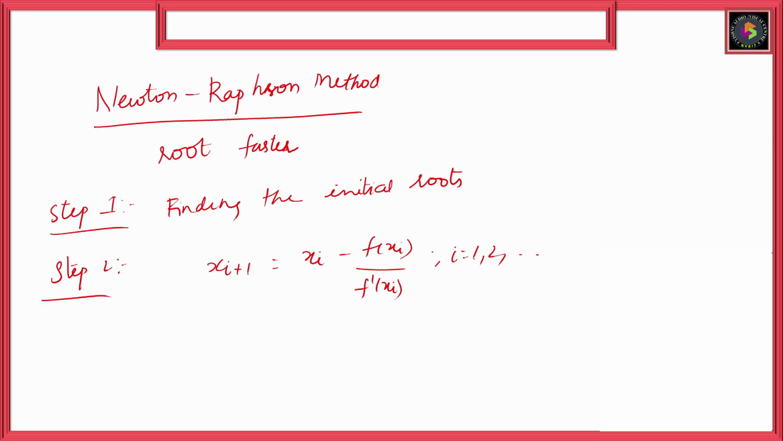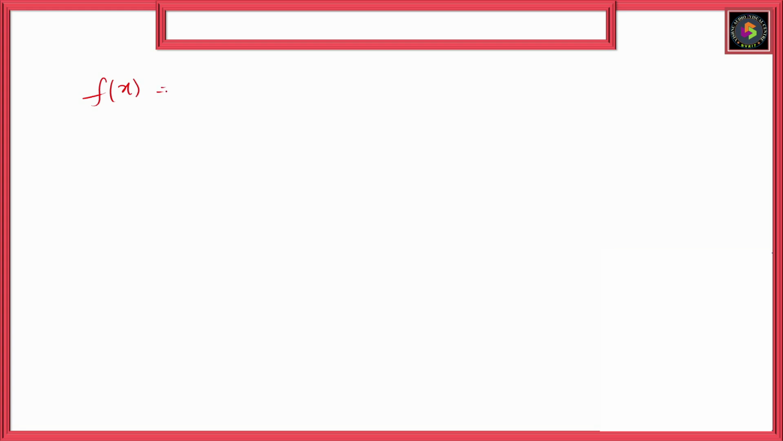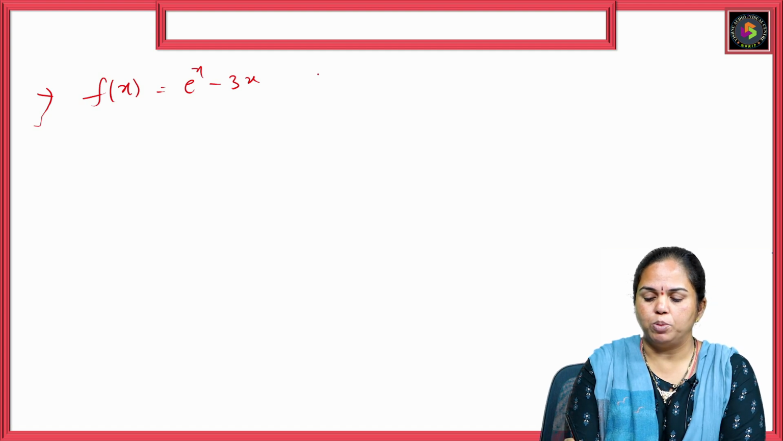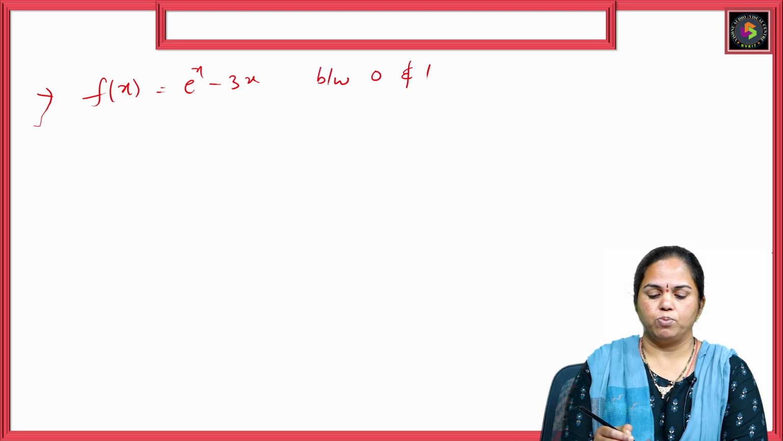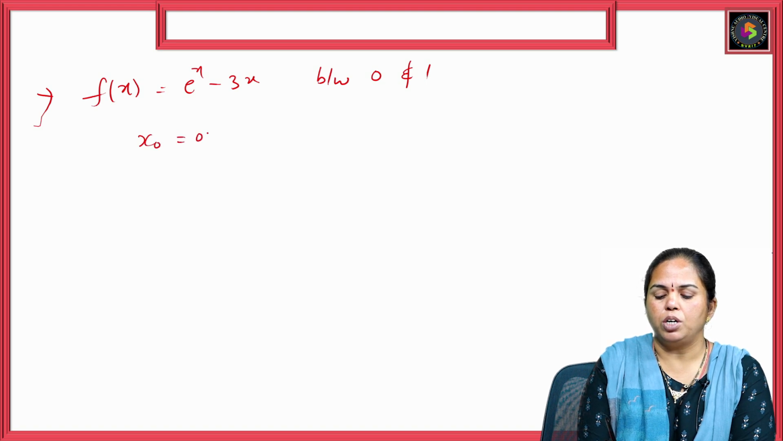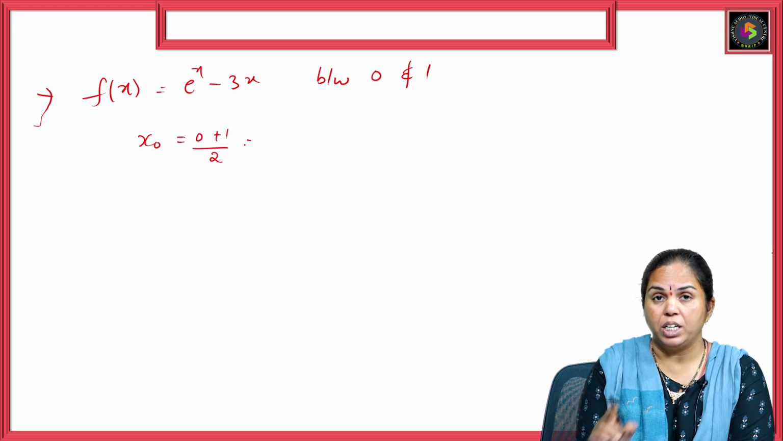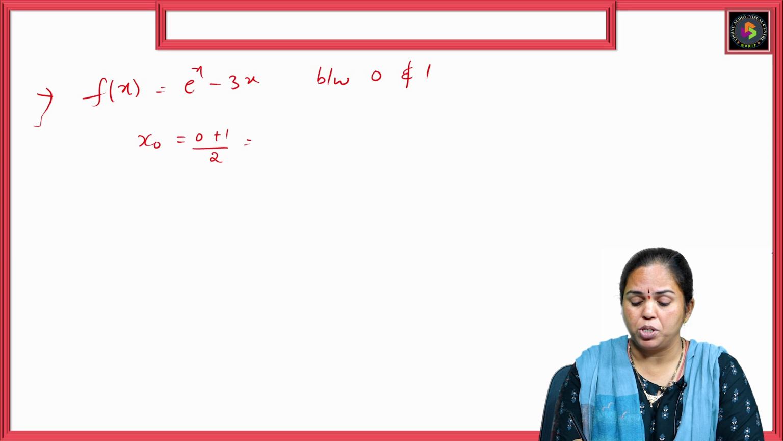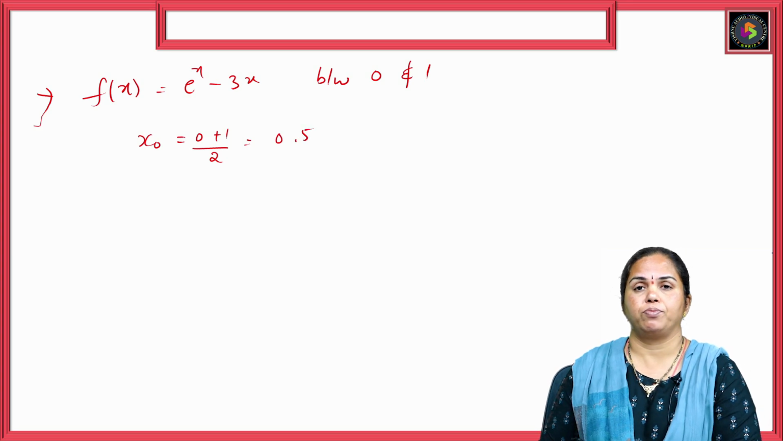For example, f(x) = e^x - 3x. I need to solve this problem by using the Newton-Raphson method. Here we already have the root lies between 0 and 1. So the initial approximation x0 will be (0 + 1)/2, that is the first approximation, 0.5.